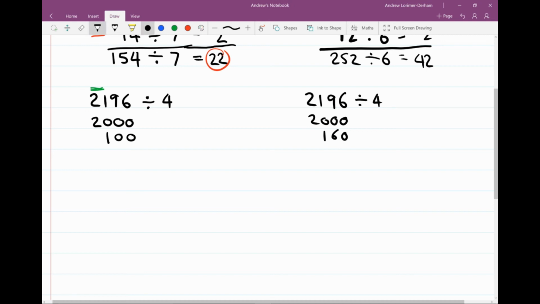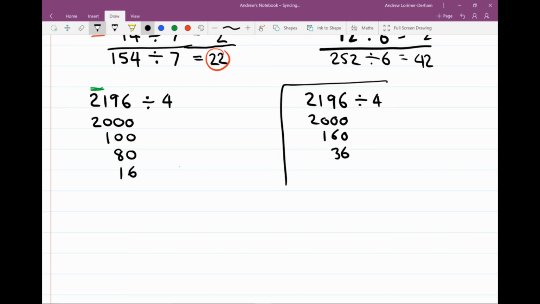So this person has 96 left to put in, and so they might break the 96 down into 80, and then 16. This person has 36 left, and they might recognize straight away that 4 goes into 36. So this person's more confident with finding multiples of 4, so they've only needed 3 steps to break down their number. The person over here has needed that extra step. So we'll divide each of these things by 4, and then we'll see if the answer pops out the same.